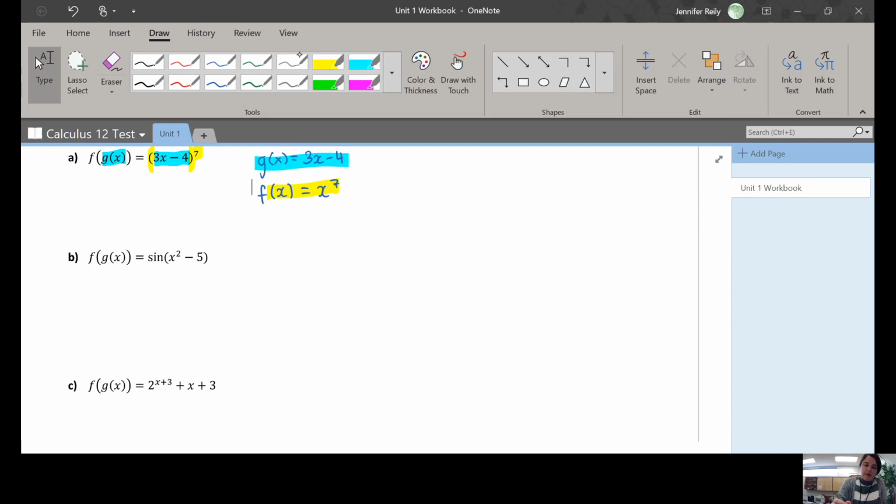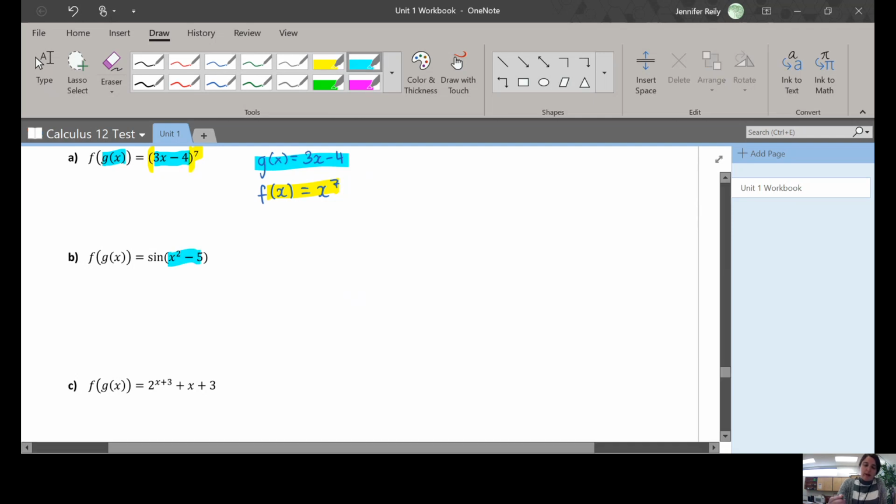Okay, so for this one, same thing. So you might want to pause the video here and try the next two, and then come back and see if you got them right. So this one, the inner function is going to be x squared minus 5, and then the outer one is going to be sine of x.